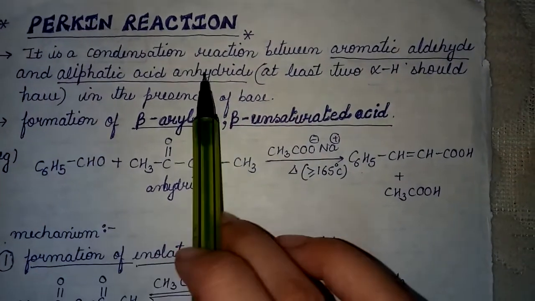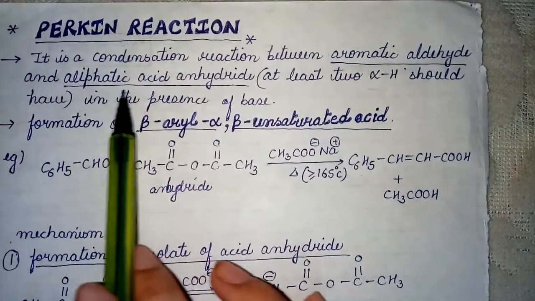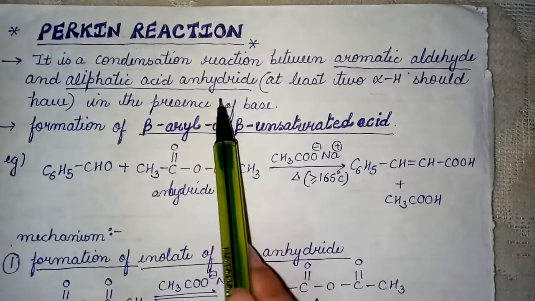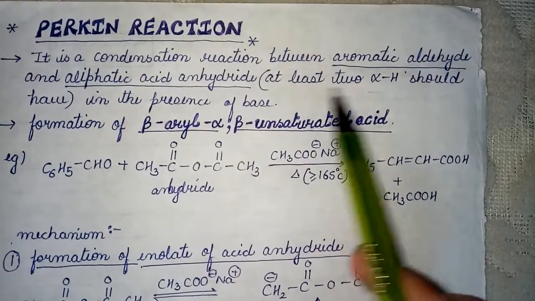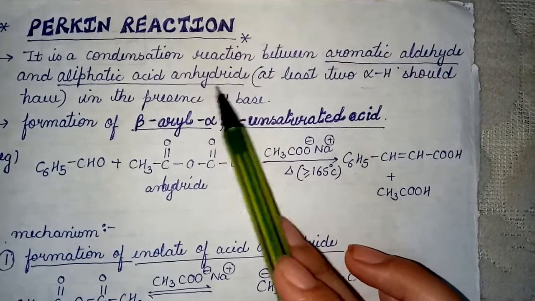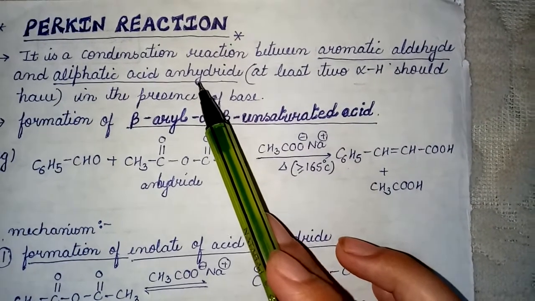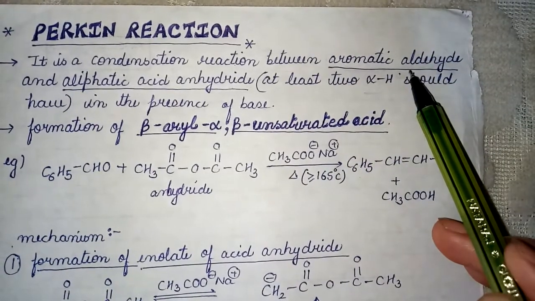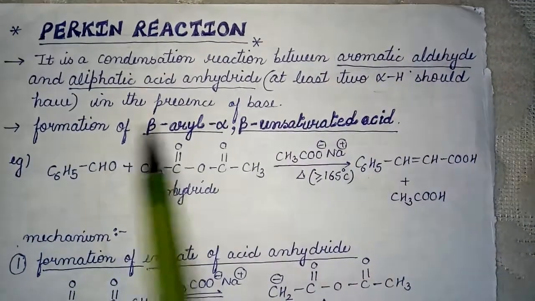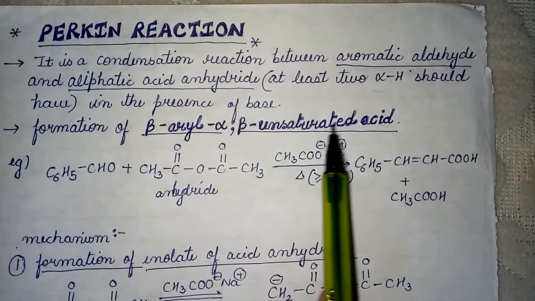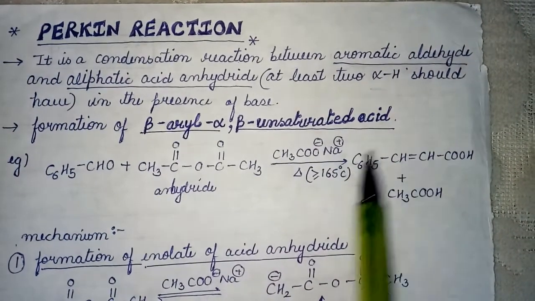It is a condensation reaction between an aromatic aldehyde and an aliphatic acid anhydride in the presence of a base. The acid anhydride we use should have at least 2 alpha hydrogens, because in this reaction the acid anhydride will generate the enolate, which will attack the electrophilic site of the aromatic aldehyde to get the product. In this reaction, a beta aryl alpha beta unsaturated acid is produced as a product.